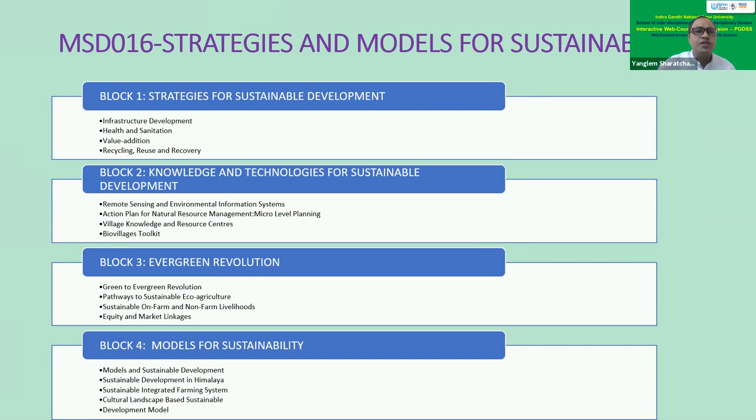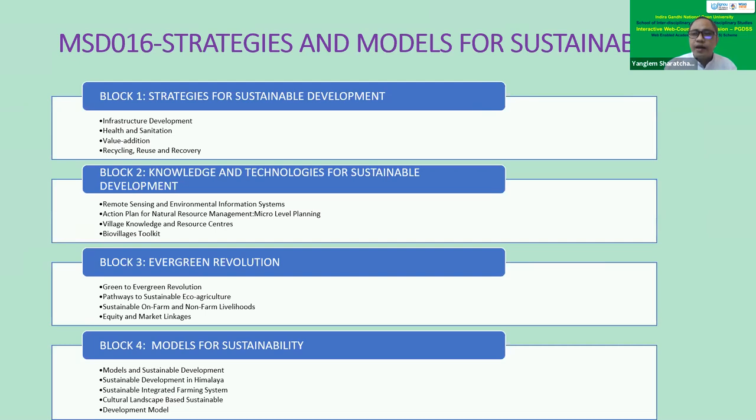The first block will be focused on strategies for sustainability. When we have an understanding of the sustainability concept and its approaches, now we must look into the probable strategies for achieving sustainable development. When we talk about the strategy of sustainable development, we know that sustainable development is achieving sustainability from an integrative perspective. We know the meaning of sustainable development and the sustainability principle, then we can look broadly into infrastructure development. And from the social perspective, health and sanitation, then value addition and recycling, reuse and recovery. These are some of the important core concepts which we have to look at as a strategy when we develop a strategy for sustainable development.